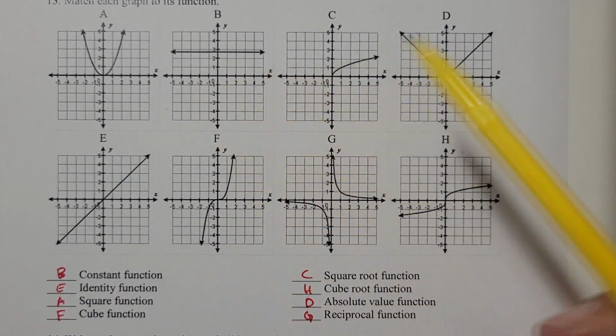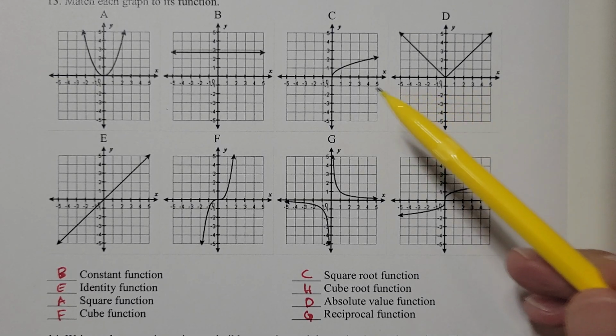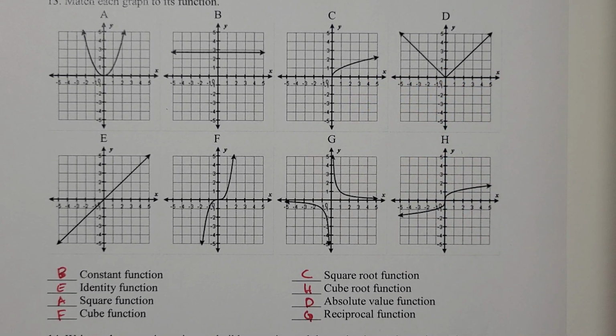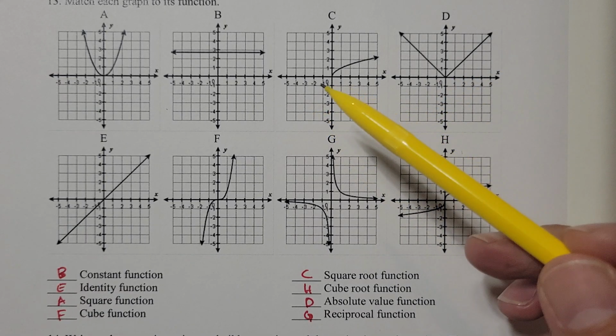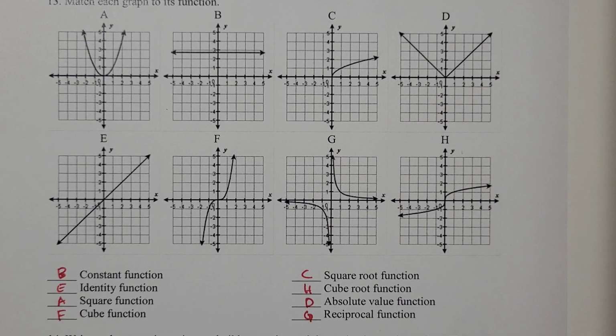Now, a horizontal line is called the constant function. Okay, so B would go with the constant function. Okay. C, so if I have a parabola that's kicked on its side and facing out towards the left or right, then it would not be a function. It fails the vertical line test, and I'll talk about that soon here.